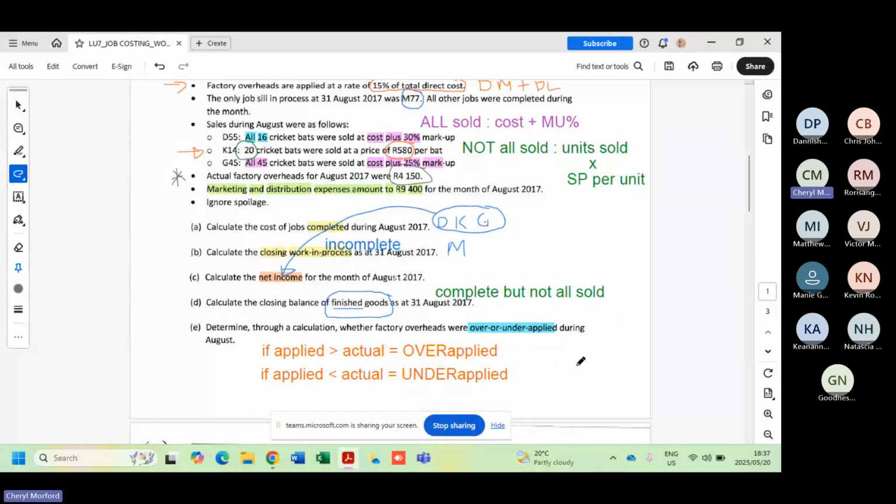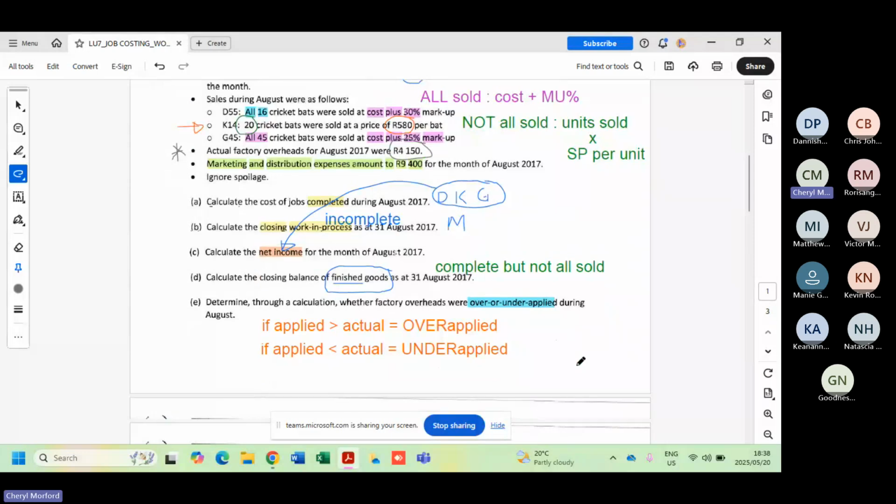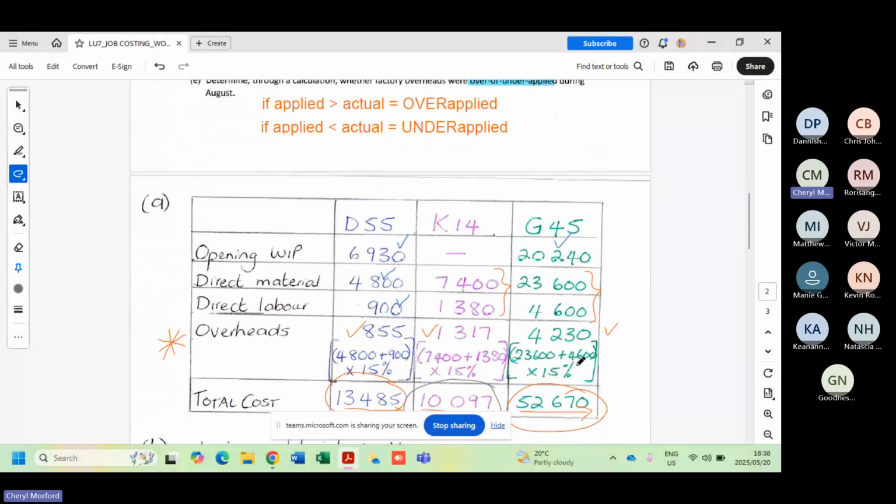We've done it. We don't need to do any more workings, because when we did the cost of the completed jobs, do you remember we did applied overheads? When we did the incomplete one, M, we still did the applied overheads. So we're just going to find them in our workings in the table, and we're going to add them together. So can we see any of them?